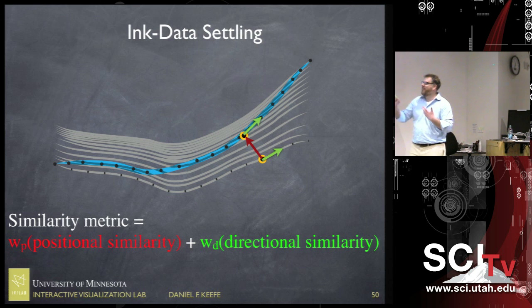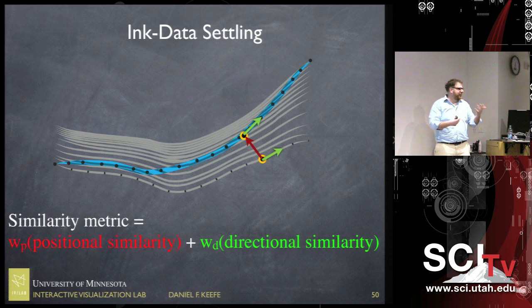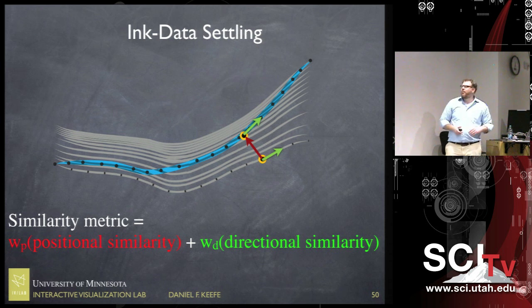So we have a similarity metric to enable that ink data settling routine, which I think is actually critical. You need that visual animation of the lines settling to get this fluid process.